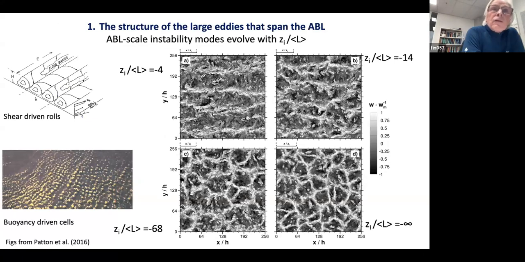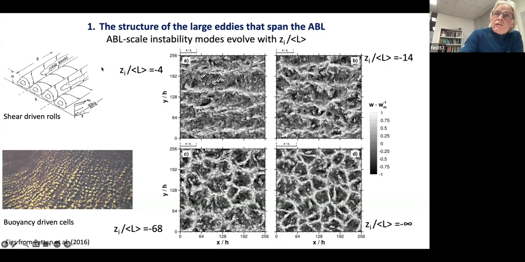So let's look at this in a bit more detail. If we step through the results of this large eddy simulation for different stabilities, as I said, arrived at by changing the geostrophic wind. And here we're looking at the vertical velocity at 200 meters above the ground. We see the white areas, the light areas are rising air, and the dark areas descending air. So what we're seeing at these near neutral cases is a pattern of streamwise rolls.